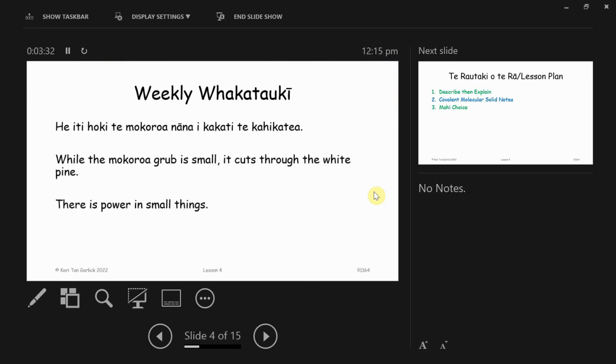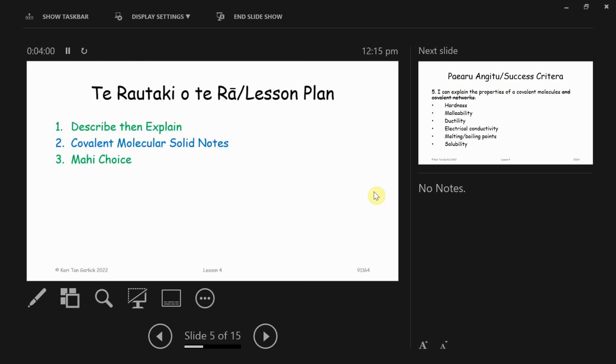So in this case, it is: while the Bokara grub is small, it cuts through the white pine. AKA, there is power in small things. I would say, because I'm quite small, so I think it's power me. But you know, a couple of things add up and can have really big impact. And I'm glad you guys are doing small things like giving each other confidence. All right, cool.